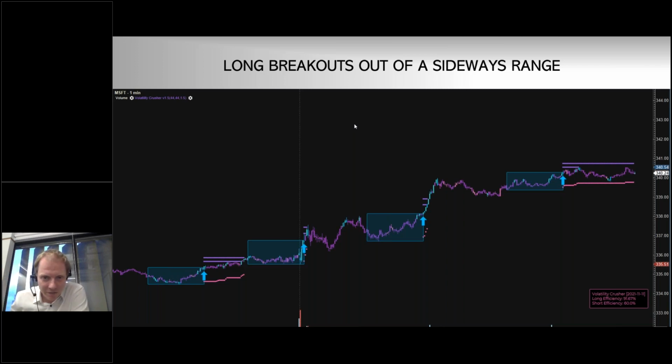You're going to go long here if you have a long breakout, hoping that price will continue in the same direction for a bit longer.